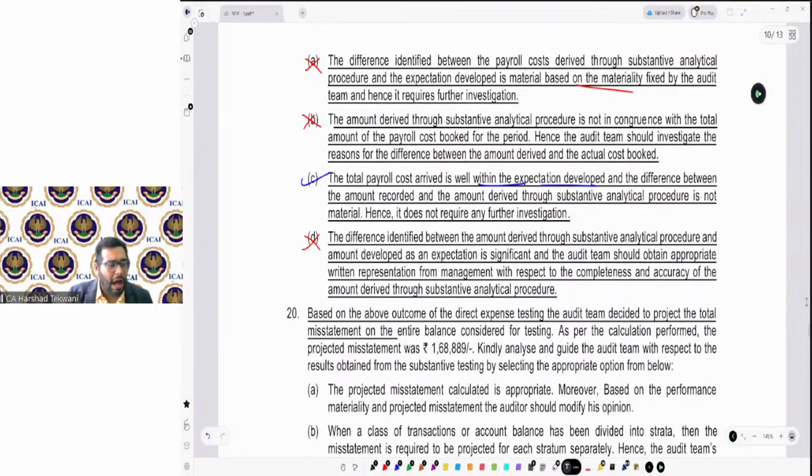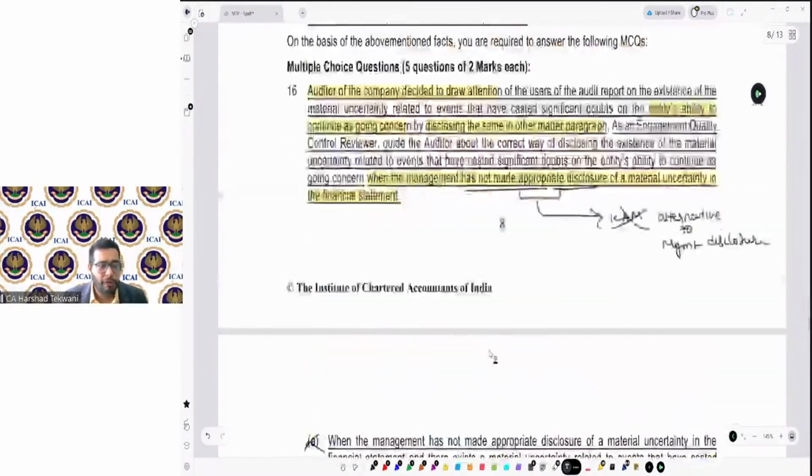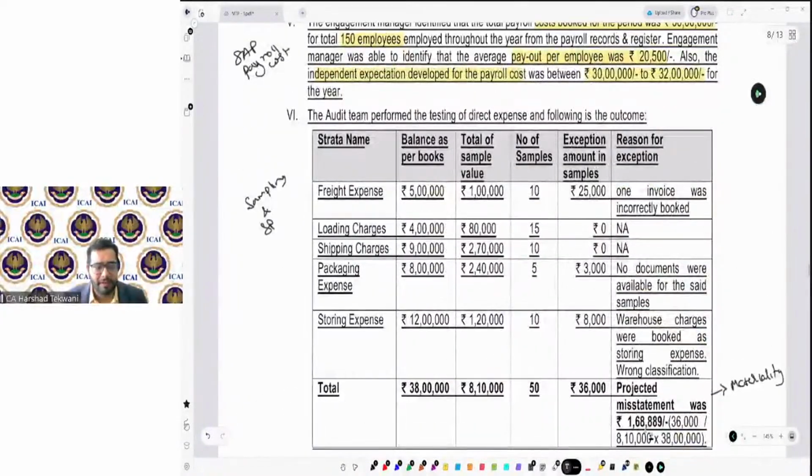Based on the above outcome of the direct expenses testing, the audit team decided to project the total misstatement on the entire balance considering the testing. As per the calculation performed, the projected misstatement was 168,889. Kindly analyze and guide the audit team with respect to the results obtained from the substantive testing by selecting the appropriate option. Now, the audit team projected the misstatement and came up with this 168,889. Do you think this is correct? What should be the appropriate projected misstatement here?